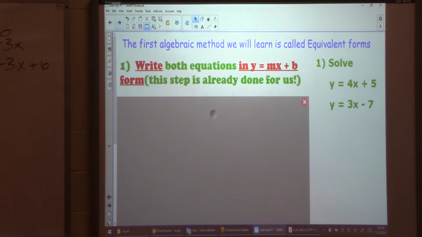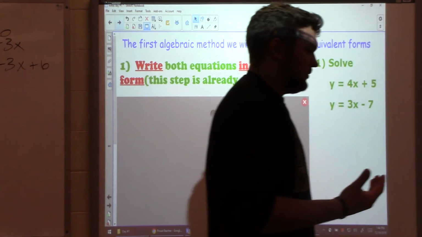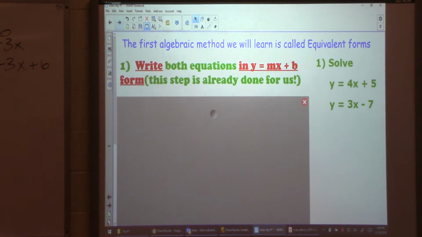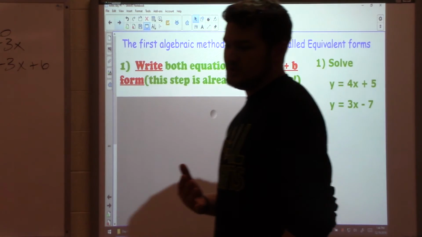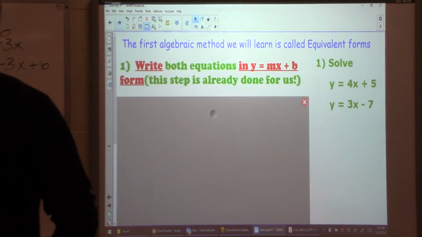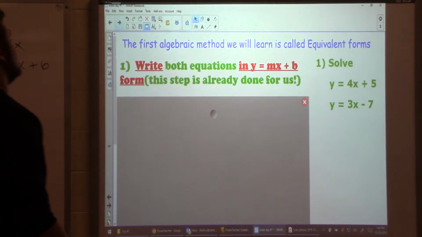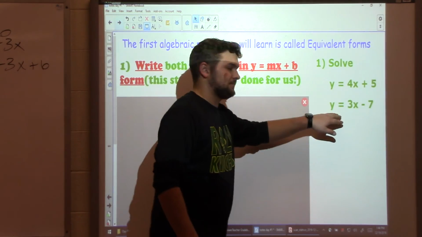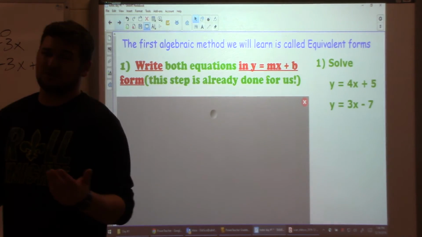Now, when we give you a test, we are not going to tell you, hey, solve this using equivalent forms, solve this using substitution. We'll tell you when we want you to graph it, but the other ones we won't tell you when we want you to use them. So you need to determine the difference between each different form, how we're solving them. Like in this case, they're both equal to the same variable. It's pretty easy to use equivalent forms then.